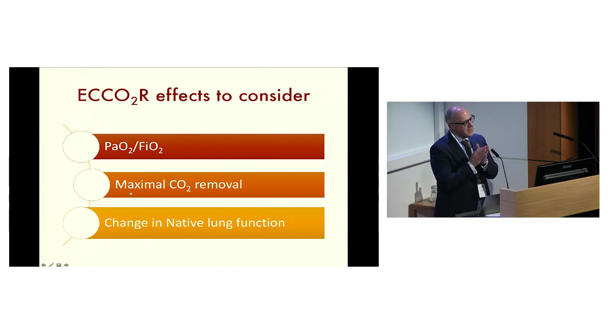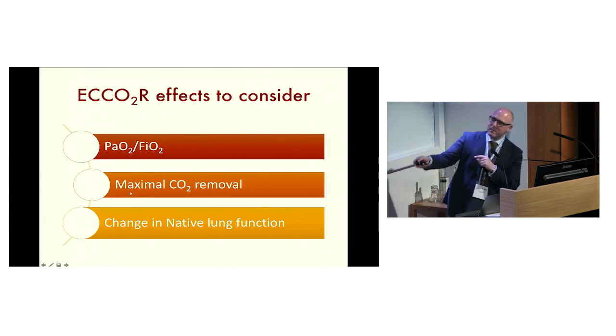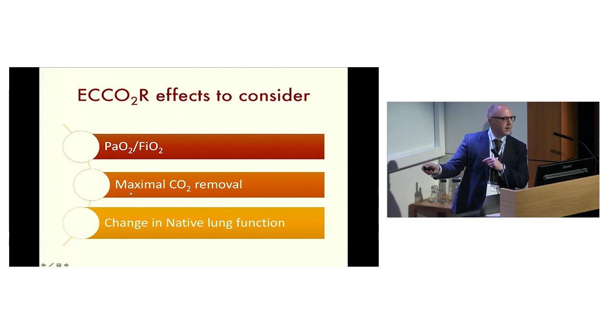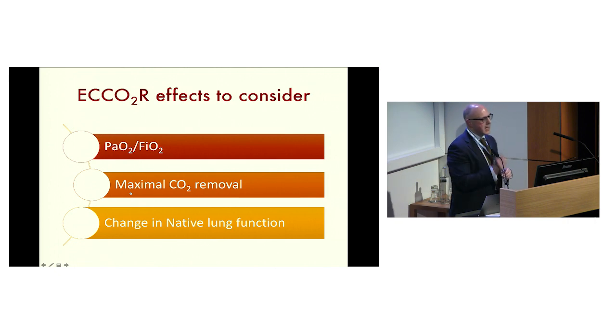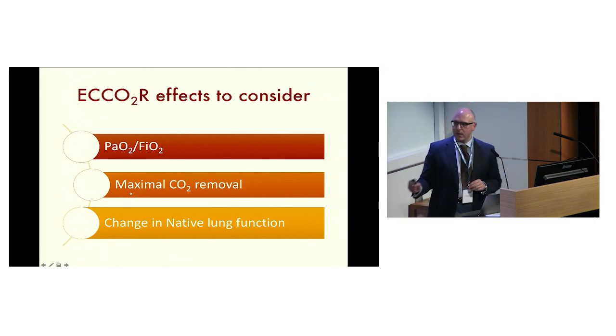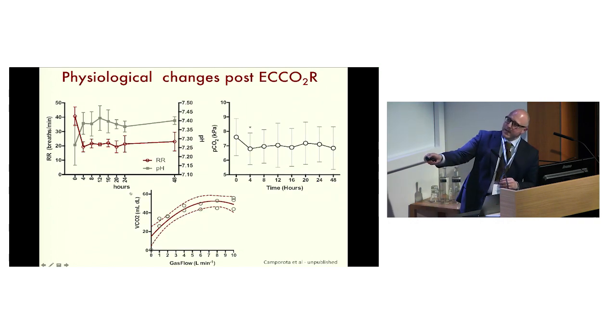Okay, so it's a brilliant machine, but I'd like to make 3 points. One, we've got a problem with the PF ratio. We'll see how. We've got to limit how much CO2 we can remove. And also we need to be conscious of the effect that extracorporeal CO2 removal has on the native lung. Okay? So this is a group of 12 patients in our ICU on your left-hand side.